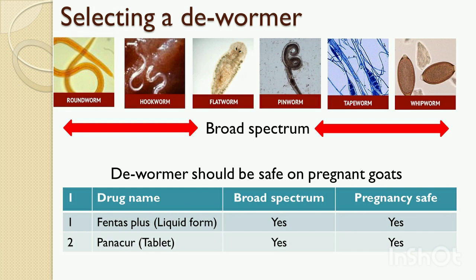At our farm we use these two dewormers. The first one is Fentas Plus. It is in liquid form, manufactured by Intas. Yes, it is a broad spectrum dewormer, and also it is safe on pregnant goats. The second one is Panacure. It's in a tablet form. Panacure is also a broad spectrum dewormer and is safe on pregnant goats.